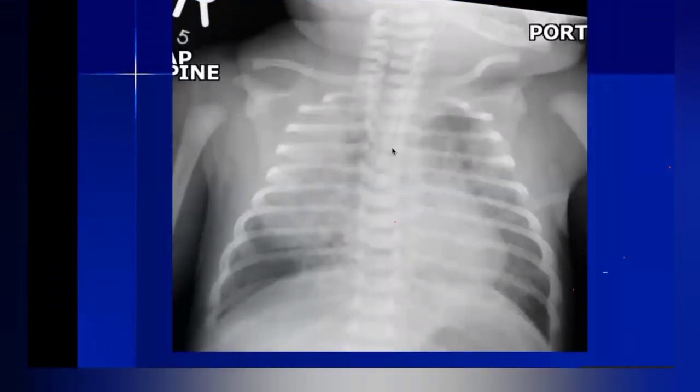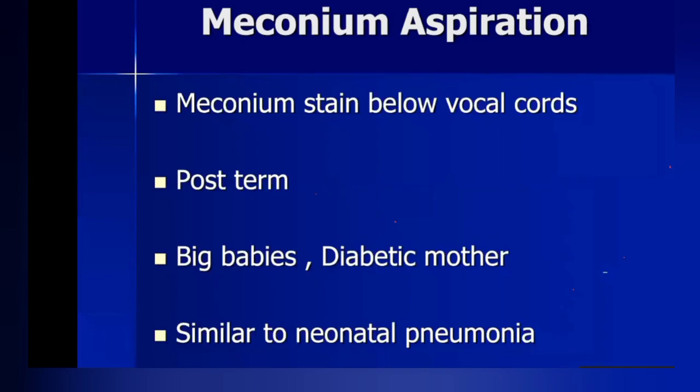There are patchy opacities involving both lungs, areas of hyperinflation. There you don't see pleural effusion or signs of volume overload. The patient will be febrile. The history of the mother will be of chorioamnionitis. So mainly the differentiation is based on the antenatal history of the mother.